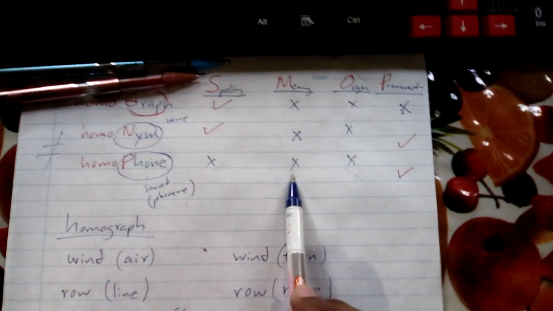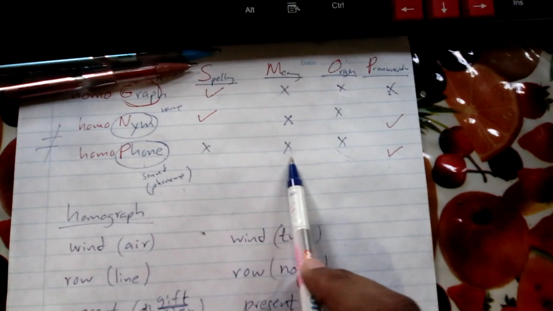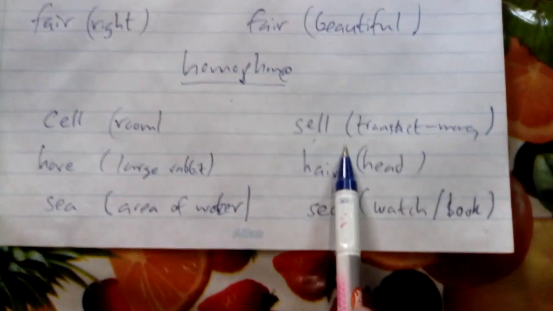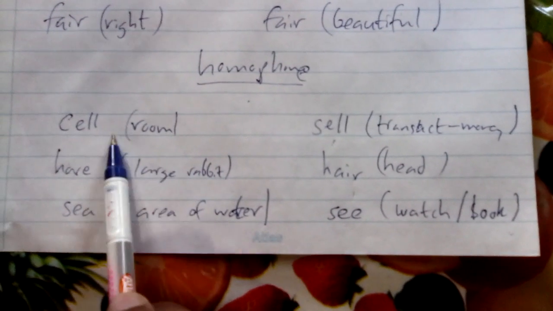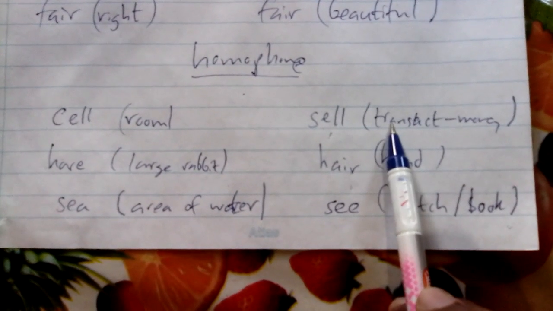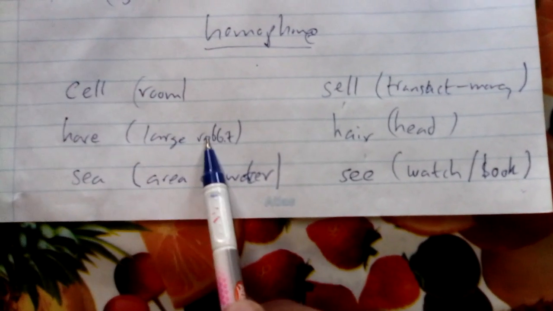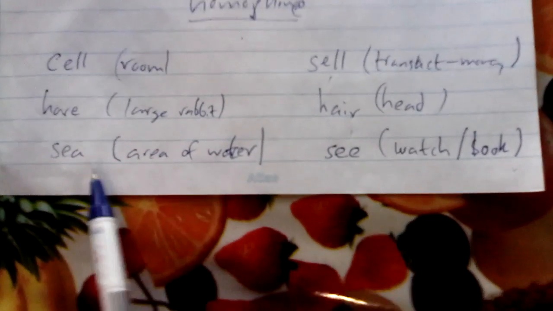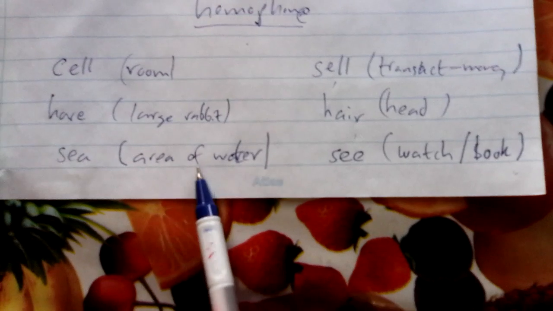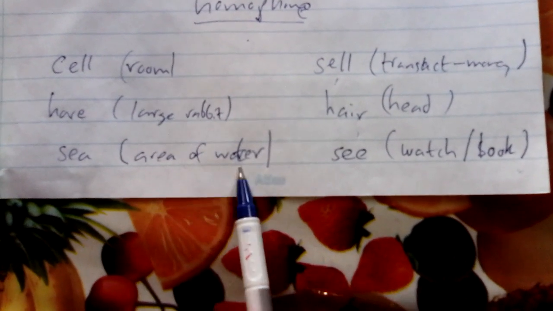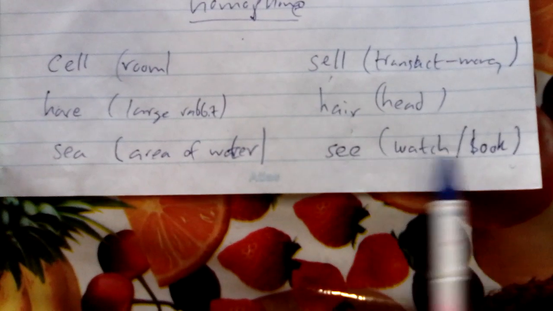And when it comes to the meaning, it is crossed, which means the meanings are not identical, they are opposites. So two entirely different meanings. Here cell means a room, here sell means the transaction involving money. Here hare means a kind of large rabbit, here hair means the fur that grows on top of your head. And here sea means a large area of water, and here see means the conscious action of watching or looking at something or someone. So that's basically it.